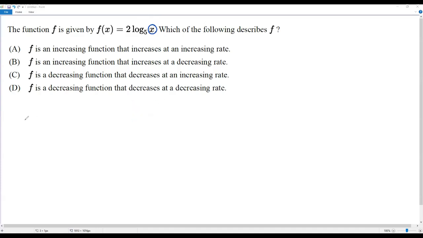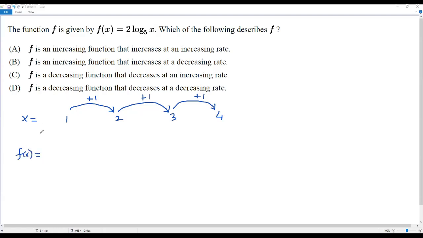Now I start with x equal to 1, then 2, then 3, then 4. So I increase the value of x at a constant rate, every time by just 1 unit. From 1 to 2, it increases by 1 unit, from 2 to 3, again by 1 unit, from 3 to 4, again by 1 unit. So when x increases at a constant rate, what's happening to the value of f of x? That we have to find.